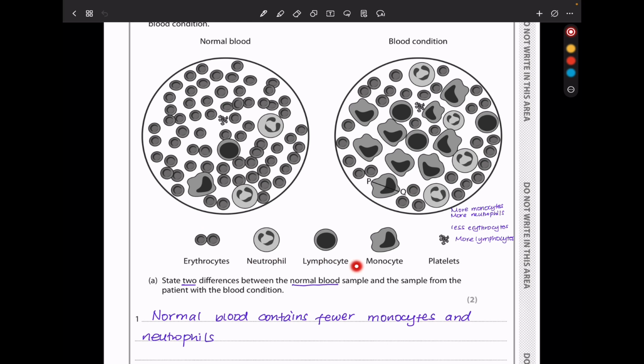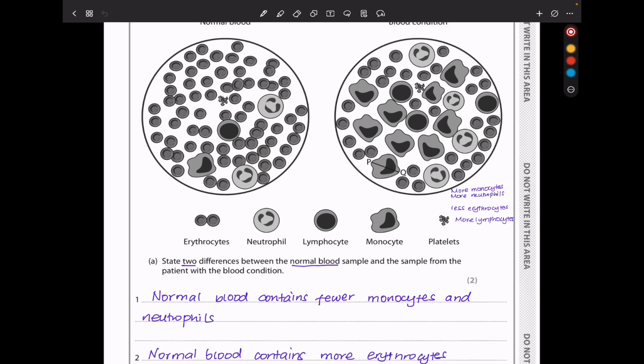Actually, neutrophils, lymphocytes, and monocytes, these are all examples of white blood cells. Your textbook talks about lymphocytes, but it doesn't talk about neutrophils. However, you can see the shape of the nucleus of this cell, and this looks like a phagocyte, so this carries out phagocytosis. It's a white blood cell. So here we have more phagocytes, so a lot of phagocytosis is going to be carried out in the person with a blood condition. They have more monocytes. These also carry out phagocytosis. They have more lymphocytes. Lymphocytes produce the antibodies. They have the same number of platelets. Platelets are used for blood clotting.